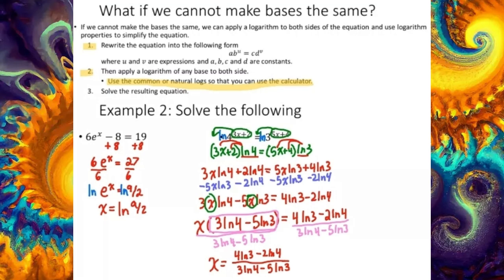with the calculator. If you chose to use common log instead of natural log, the only difference is instead of having ln in the answer like I do, you'll have log in your answer. And your answers may also appear to be different depending on how you move your terms around.